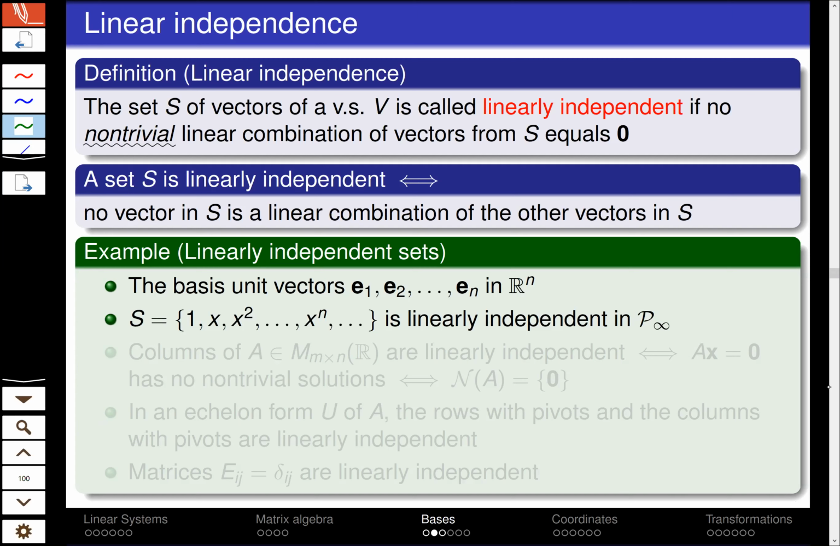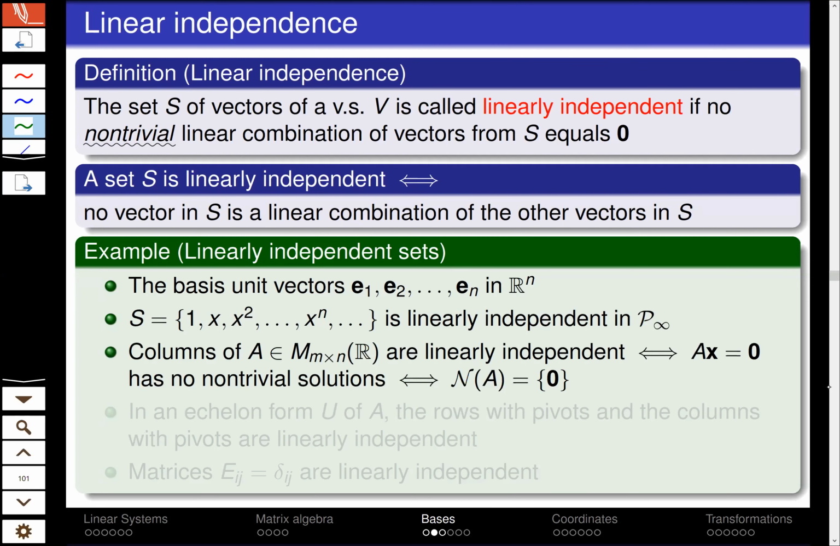An alternative property is that the set S is linearly independent if and only if none of the vectors in S can be represented as a linear combination of the other vectors. And here are examples of linearly independent sets in some vector spaces. Look, if you have Rn, then the standard basis vectors 1, 0, 0, 0, then 0, 1, 0, 0, 0, 1, give us a basis, so a linearly independent set.